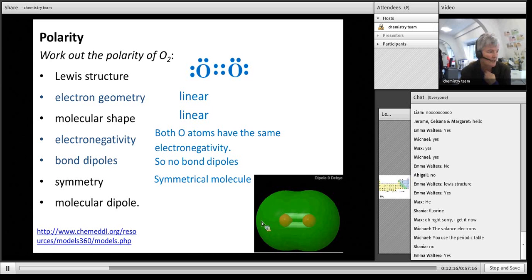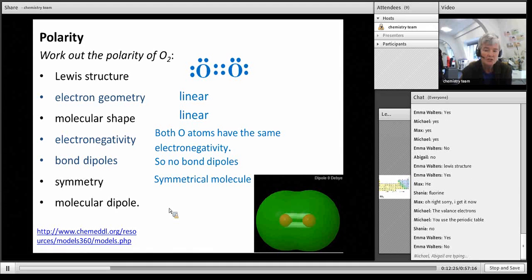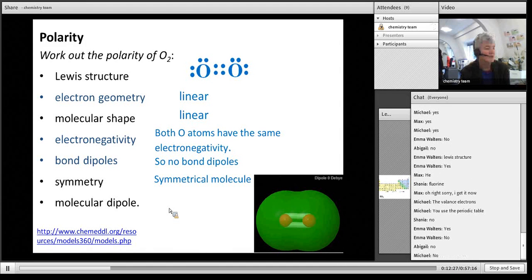Yep. Okay. And so is there a molecular dipole? Does the molecule have a separation of charge? No. Correct. Okay. So the molecule is nonpolar. Right. Let's look at another one.